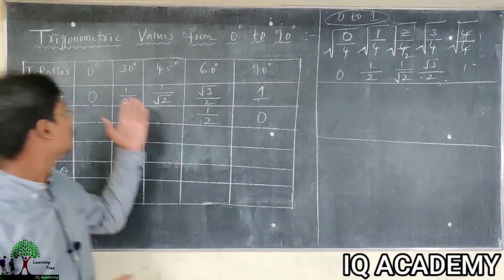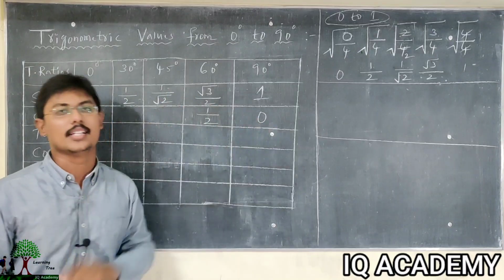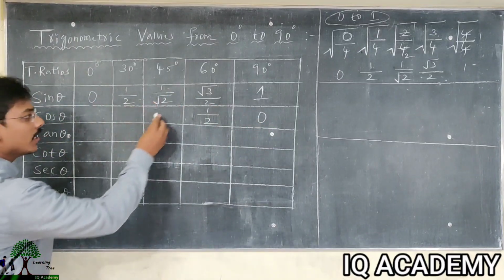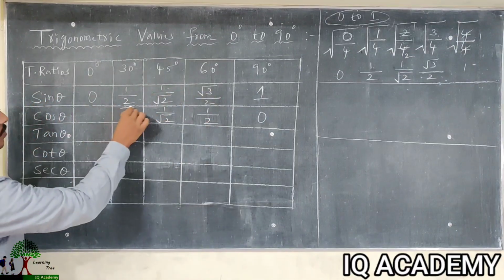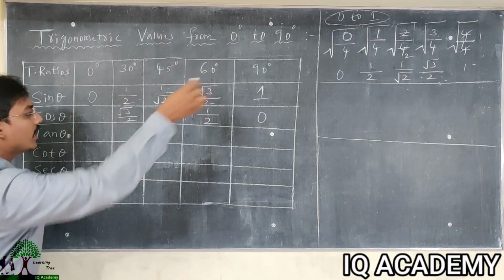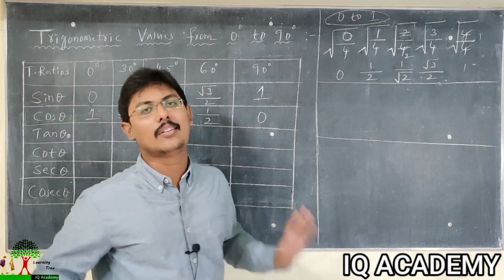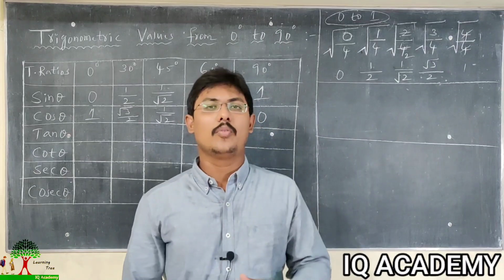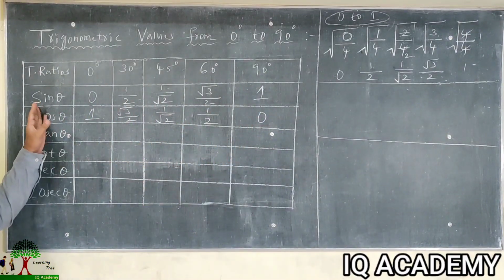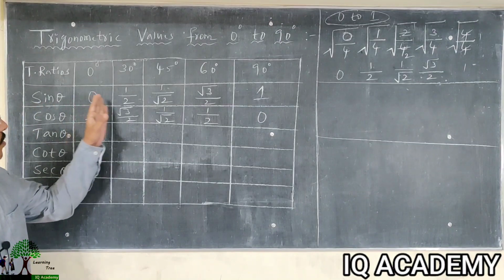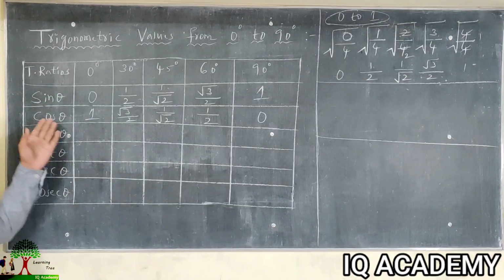Sin 30 is equal to cos 60. Sin 0 is equal to cos 90. And sin 45 is equal to cos 45. Sin 60 is equal to cos 30. And sin 90 is equal to cos 0. So why are these equal? We don't want to do it by heart. Here is the concept: sin theta, we know sin 0, sin 30, sin 45, sin 60 and sin 90. In the same way, we can find cos.